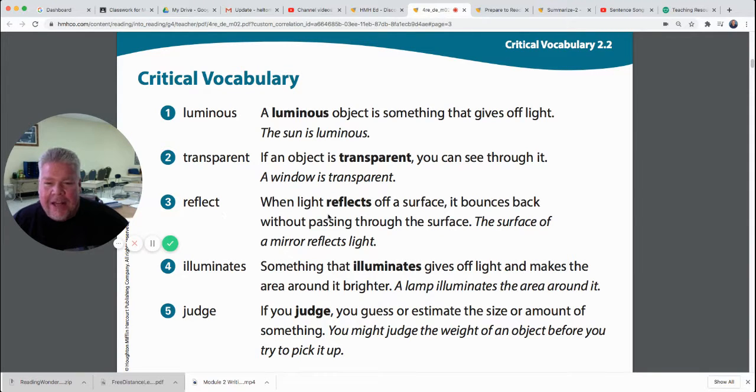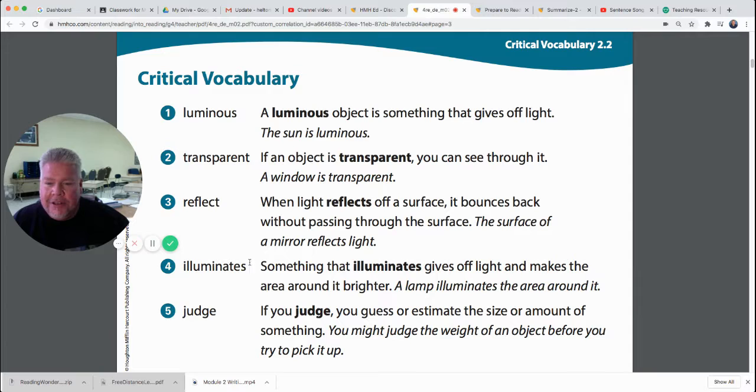Reflect. When light reflects off of a surface, it bounces back without passing through the surface. This is another science word we'll be learning this year. So it's like your mirror. You can see yourself in a mirror because light bounces back without going through the mirror. You see your what? Reflection in a mirror. So that's the light that's on you bouncing off the mirror and back into your eyes, a reflection. It's when light bounces off a surface, reflects off a surface.